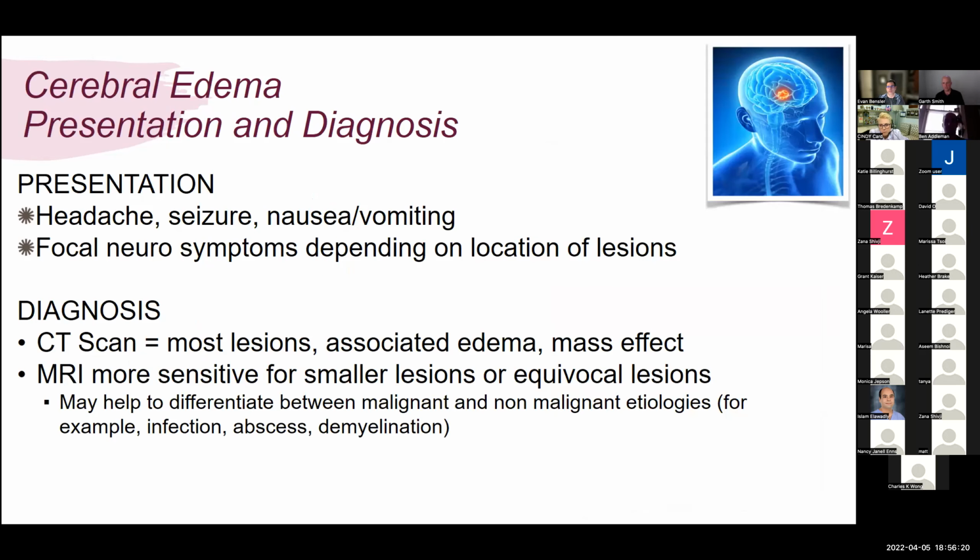So patients presenting with cerebral edema can present with headaches, seizures, nausea and vomiting, and of course, focal neurological symptoms depending on the location of their lesions. CT scans can be helpful in finding these tumors and looking for associated edema and mass effect, but MRI of the brain is far more sensitive for smaller lesions and equivocal lesions. It can also help us distinguish between malignant and non-malignant etiologies.